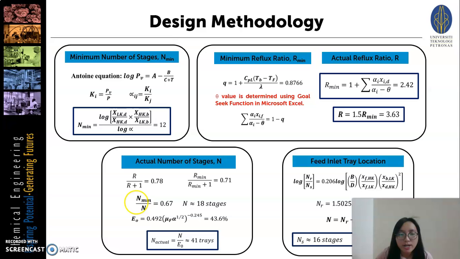However, in practice, N is the theoretical number of stages. The actual number of trays is calculated with consideration of the tray efficiency determined using the O'Connell correlation. The tray efficiency is about 43.6%, and the actual number of stages is 41 trays. In addition, the feed inlet location is also calculated using the Kirkbride equation. The feed tray is located 16 trays from the stripping section, while 25 trays from the rectifying section of this column.